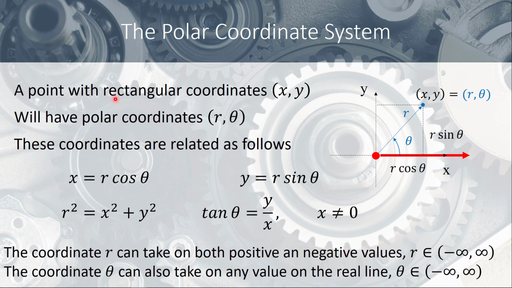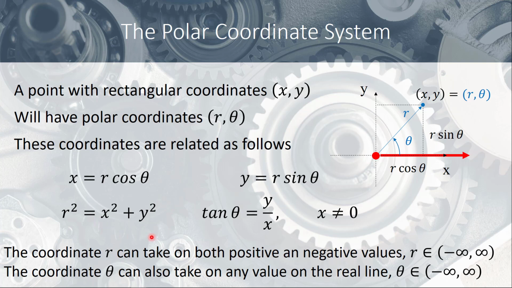So let's say that we have a point with rectangular coordinates (x, y). Here's the point (x, y). Then it will have polar coordinates (r, theta), and the two coordinates can be related as follows. x can be related to r and theta by the usual projections of the trig functions: x equals r cosine theta and y equals r sine theta. And then r and theta can be related in the same way that we related them for complex numbers. Namely, r squared will be equal to x squared plus y squared, a direct application of the Pythagorean theorem.